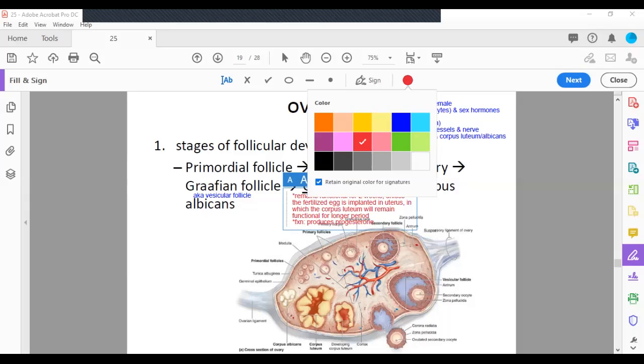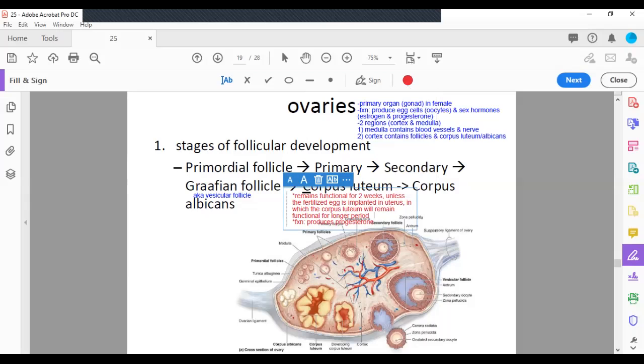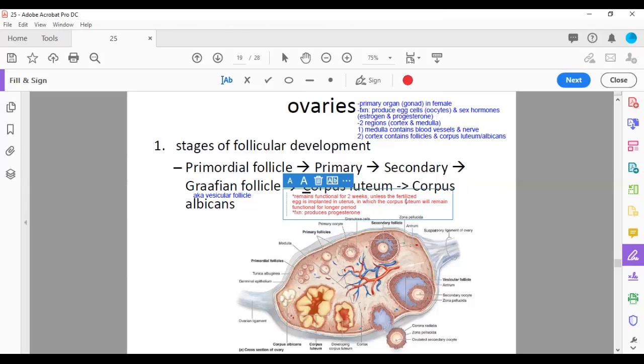So the corpus luteum produces progesterone, which means it's going to last for 2 weeks unless pregnancy were to happen, and when that happens, the corpus luteum remains functional for a longer period of time. Now, if pregnancy doesn't happen, what will happen? This corpus luteum will become corpus albicans.